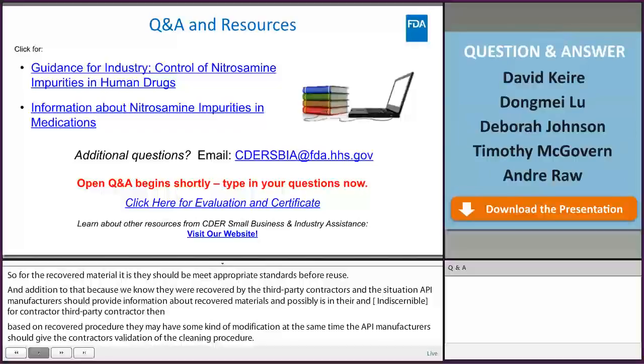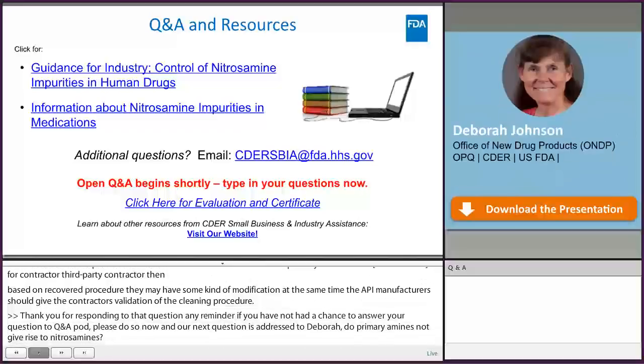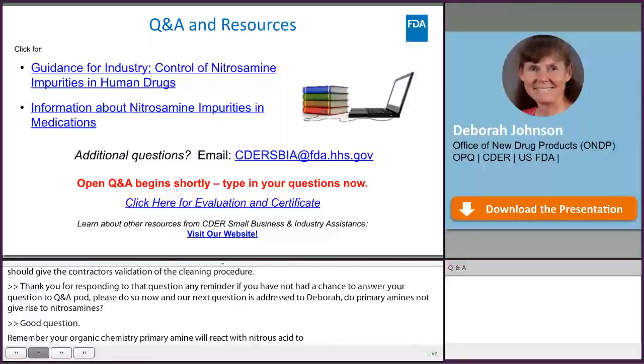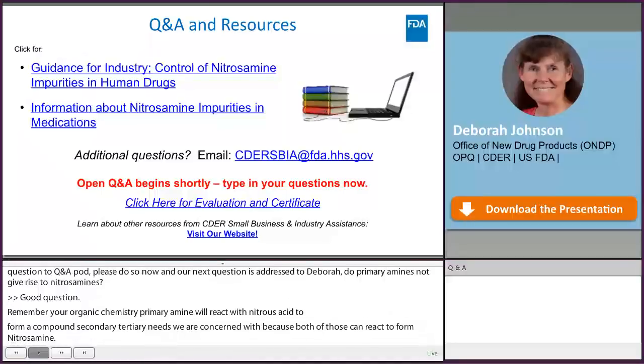Okay, good question. So if you remember your basic organic chemistry, typically a primary amine will react with nitrous acid to form an azo compound. It's the secondary and the tertiary amines that we are more concerned with because both of those can react to form nitrosamines. So if your compounds, your intermediates, your drug substance contain secondary or tertiary amines, or some of your raw materials are secondary or tertiary amines, then you need to worry about nitrosating agents.